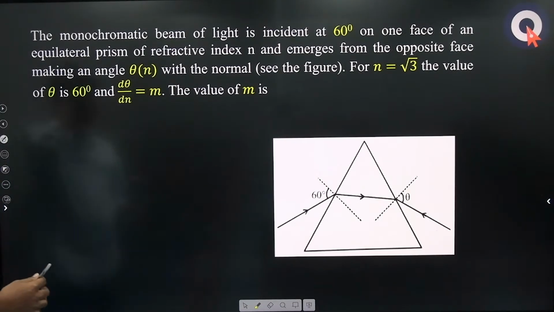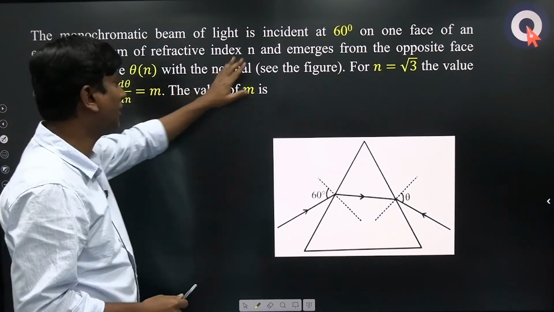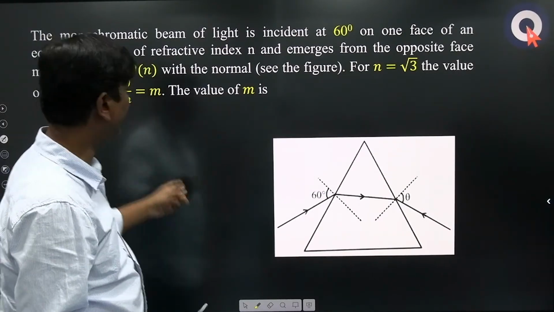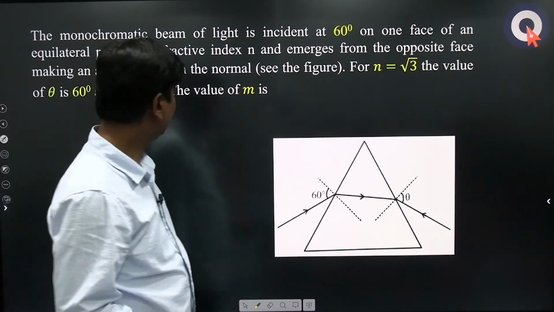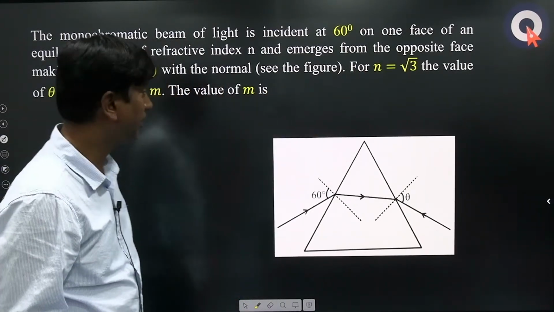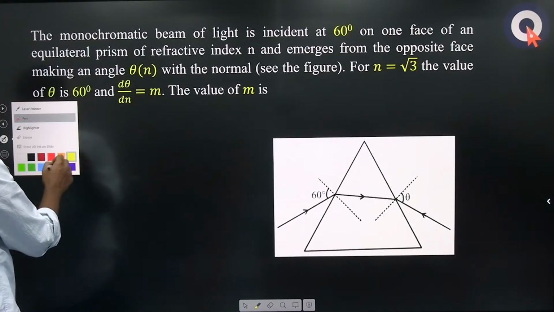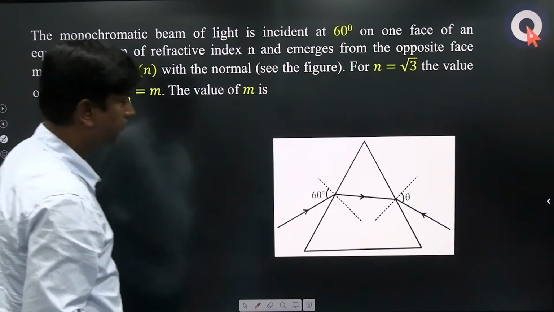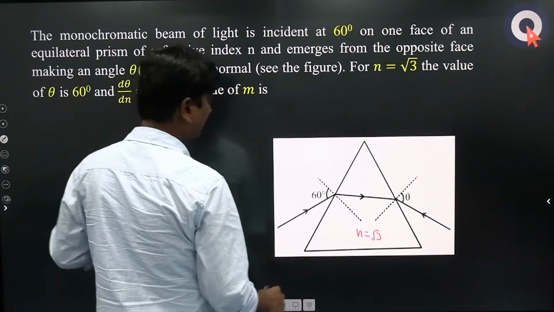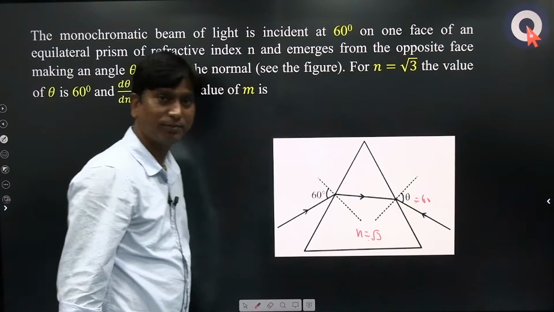The monochromatic beam of light is incident at 60 degrees on one face of an equilateral prism of refractive index n and emerges from the opposite face making an angle of theta, which is a function of n, with a normal. See figure. For the value of n is √3, the value of theta is 60 degrees. So suppose n is √3, then you are getting theta as 60. But if it's a different value, you will get a different value here also.